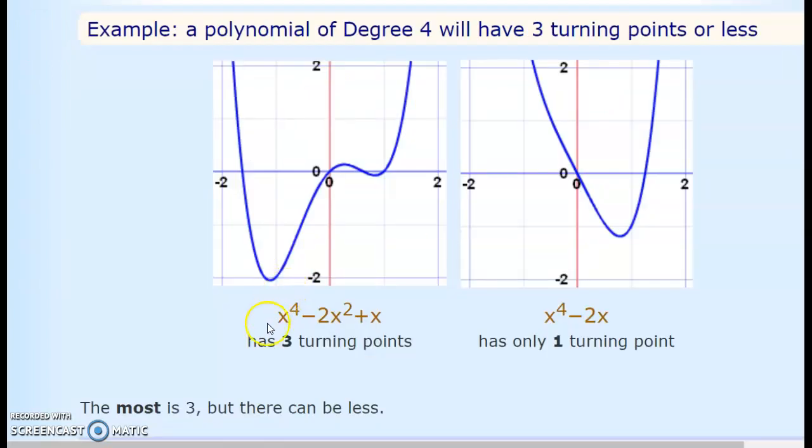Here we see an example of a 4th degree polynomial that has 3 turning points, one here, one here, and one here. But this is also a 4th degree and it only has 1 turning point. So it could have as many as 3, no more than 3, but it could have fewer than that as well.